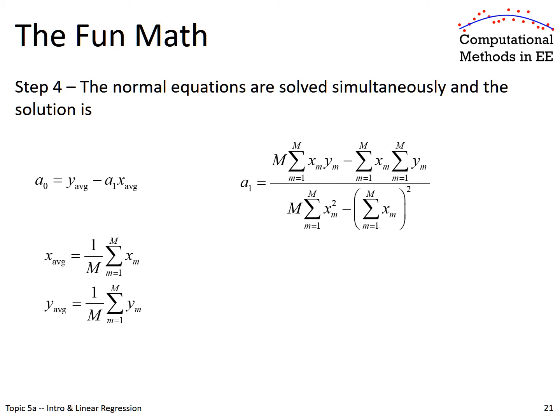When we do this, I'm skipping over some algebra here, but here is our answer. We will calculate our a1 based on this big ugly equation that has all those different summations in it. Once we know a1, then it's very easy to calculate a naught, just given the average value of the samples in y and our samples in x. And here's how we calculate our averages. That's pretty easy. And once we have a naught and a1, we've solved our problem. We've done our curve fit.